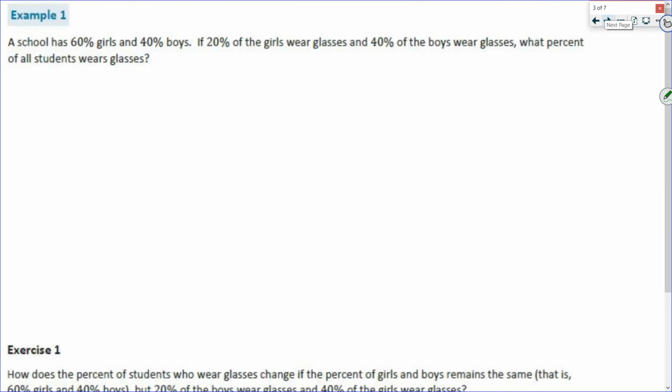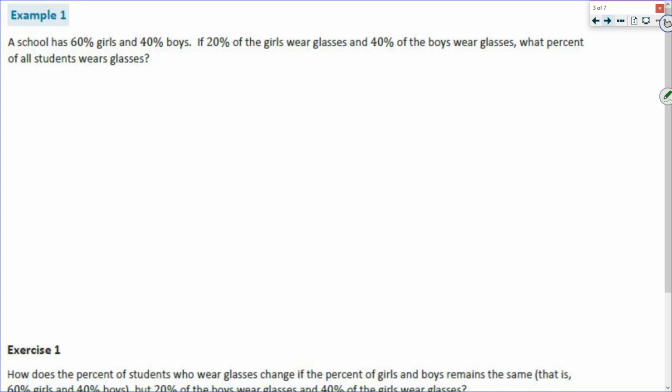So a school has 60% girls and 40% boys. If 20% of the girls wear glasses and 40% of the boys wear glasses, what percent of all students wear glasses? All right, now, normally I would sit here and try to teach you an equation, but an equation is a little bit tougher to work on. I know how to find this answer and I know how to find it quick, but the problem is I know you don't. So I'm going to teach you using tape diagrams. Well, Mr. Hale, why are we using tape diagrams? Because tape diagrams are actually a decent representation of what it is we're trying to find.